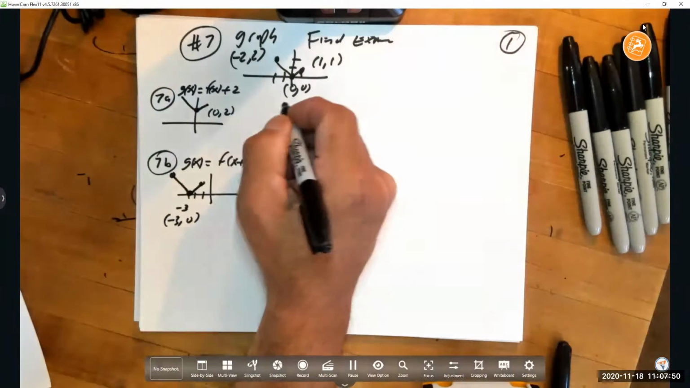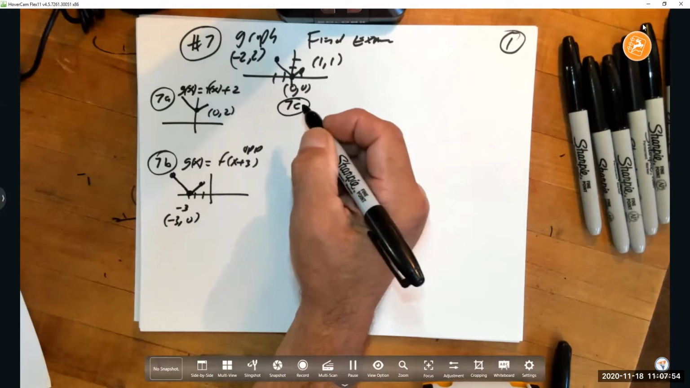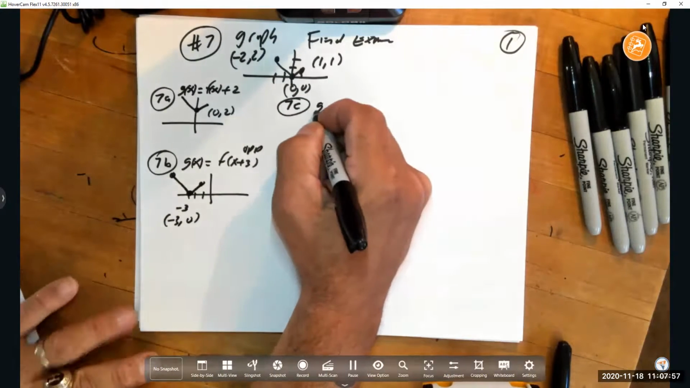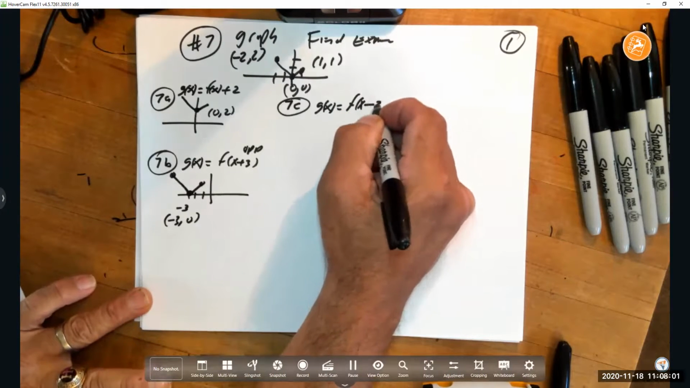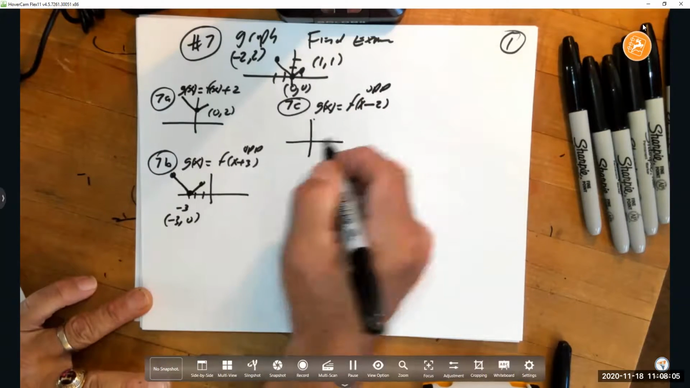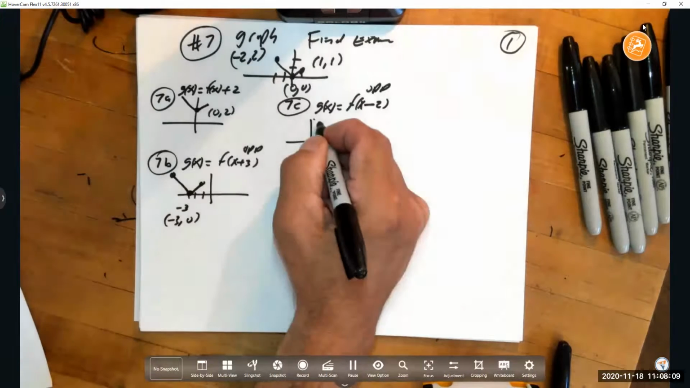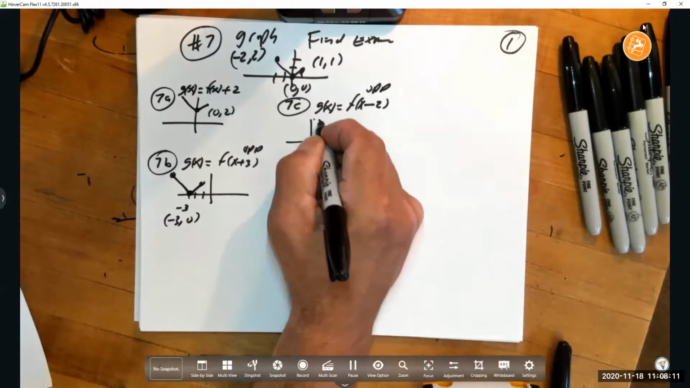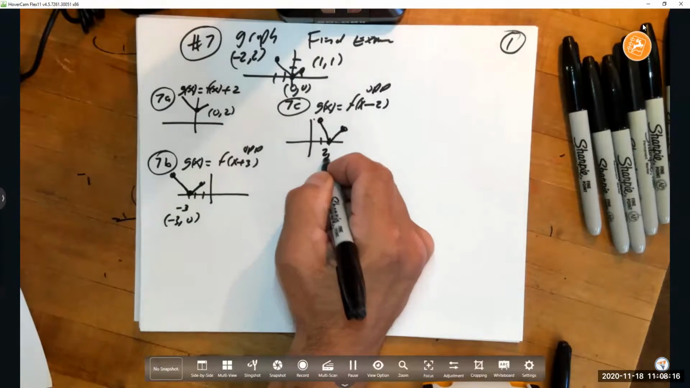Right? All right. 7 letter C. I'm going to say g of x equals f of x minus 2. Does the opposite of minus 2. So minus 2, it's not this way, but it goes this way. 1, 2 spaces that way. So it's going to be right here. In that spot right there. It's going to be at 2, 0.